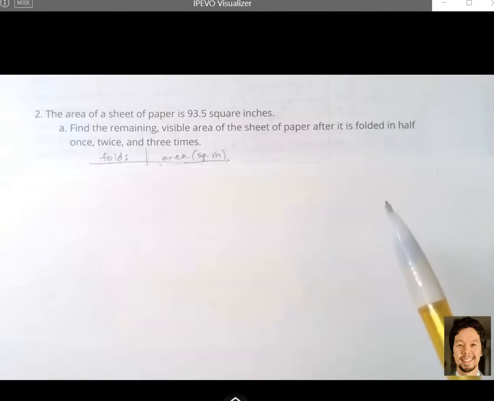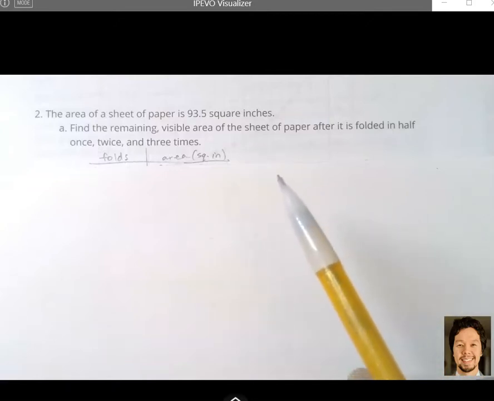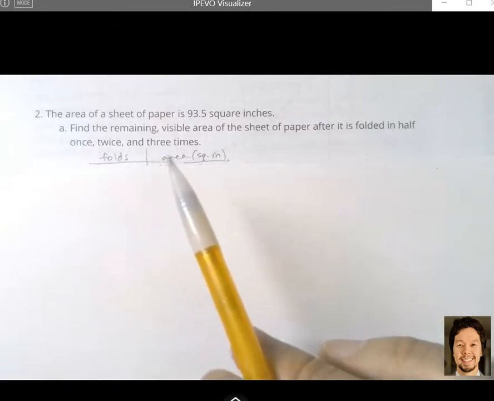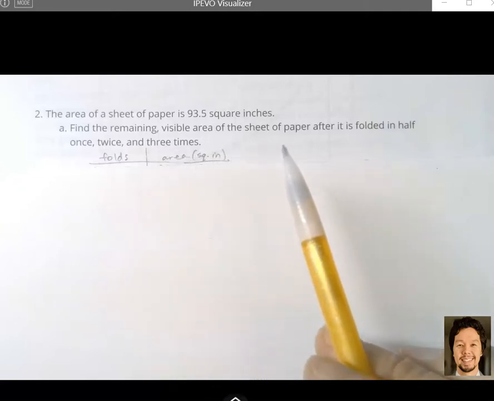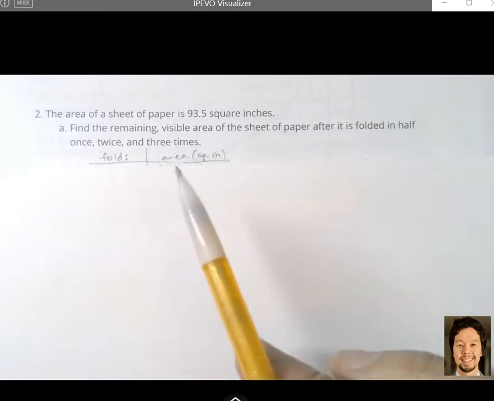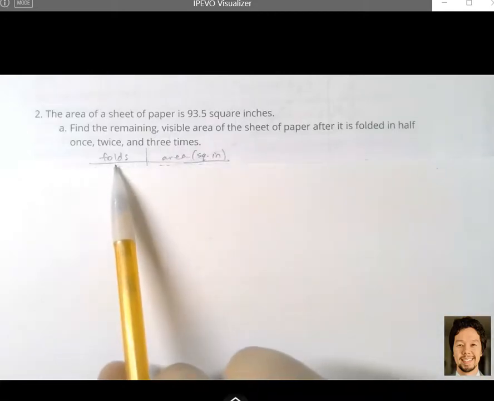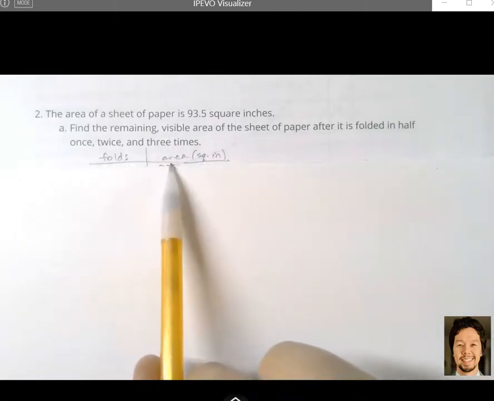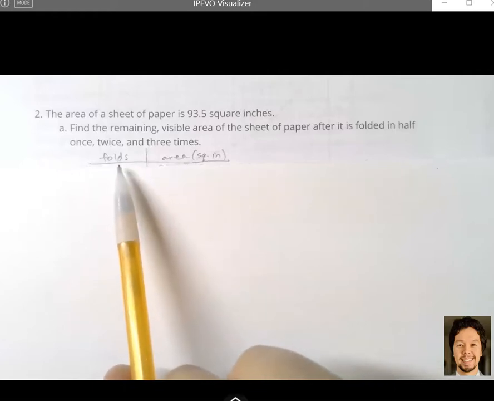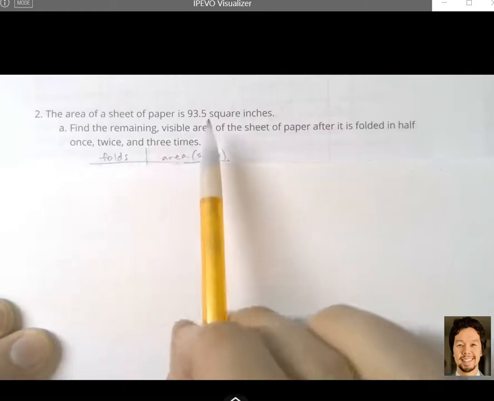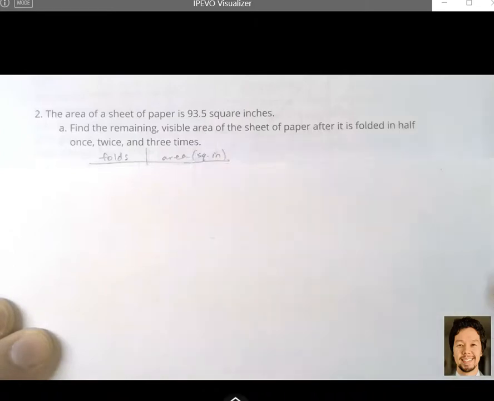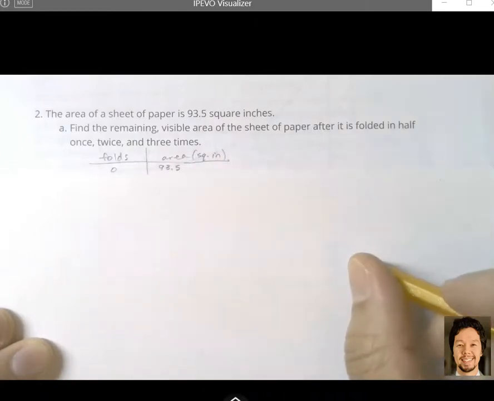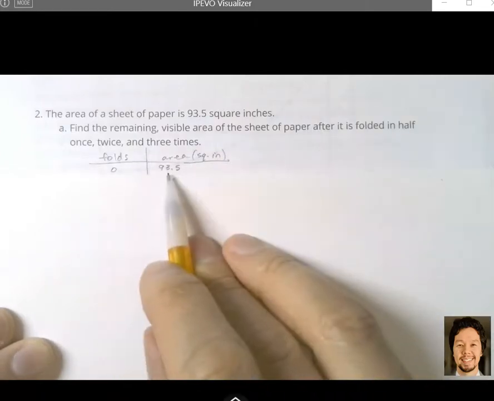Number 2, the area of a sheet of paper is 93.5 square inches. Find the remaining visible area of the sheet of paper after it is folded in half once, twice, and 3 times. So once again, I'm organizing by a table. Here are the number of folds, and here's the area. So at 0 folds, or in other words, at the very beginning, the paper is 93.5 square inches, right? So 0 goes with 93.5.